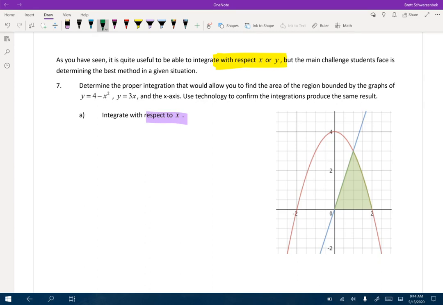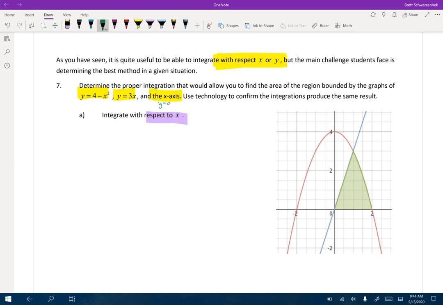All right, reading the problem. It says, determine the proper integration that would allow you to find the area of the region bounded by the graphs of y equals 4x squared, y equals 3x, and the x-axis. Just to note, the x-axis is the equation y equals 0. Okay, it does say use technology to confirm the integrations. Don't worry about that. I'll make a note of that later.